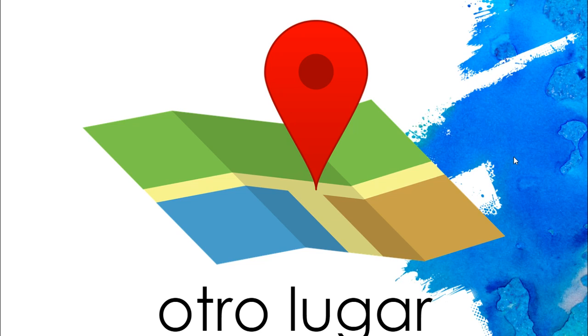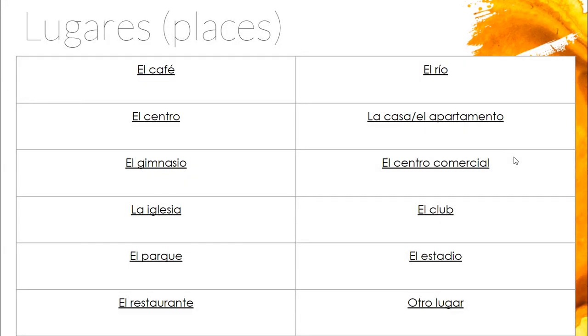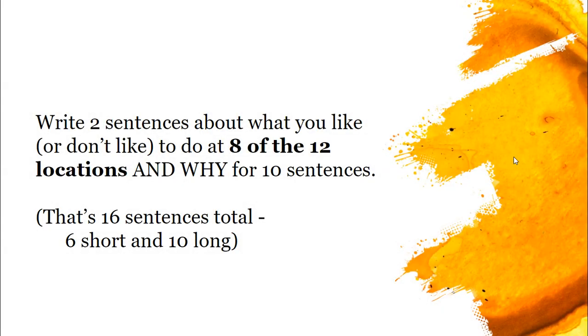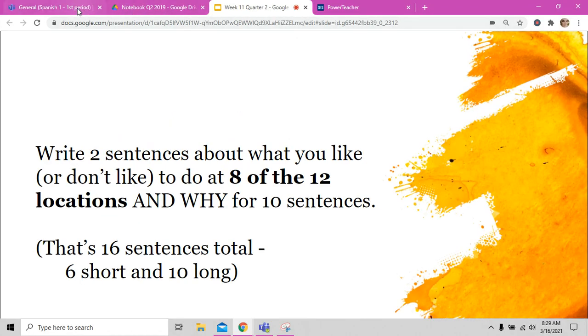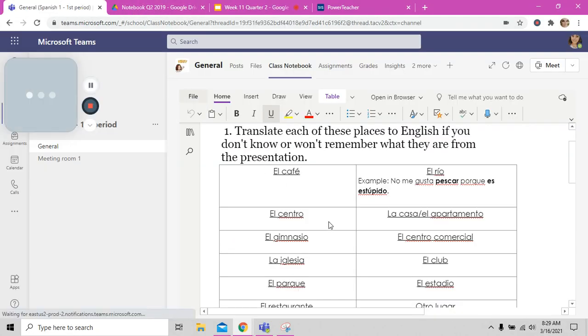All right, so let's go ahead and get on with the work. This is what your chart looks like, and maybe you added some English to it. So what you're going to do, and it says this on the assignment as well, it says it over here, right underneath.